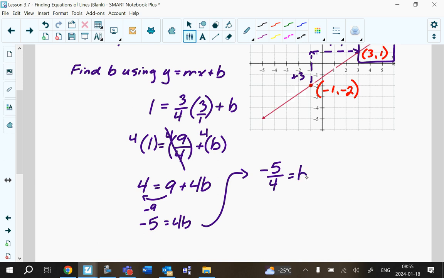So what does the final equation look like? y equals 3 over 4 x subtract 5 over 4. Good. So you can see we can still, if we're given the slope and a point, we can figure out the equation. If we're given 2 points, we can figure out the equation.